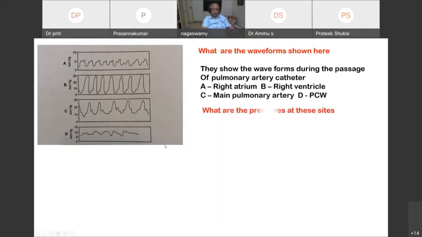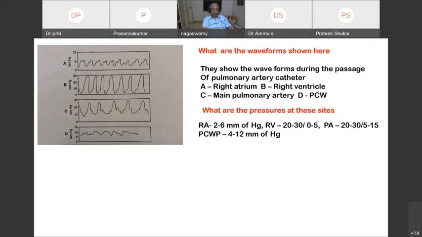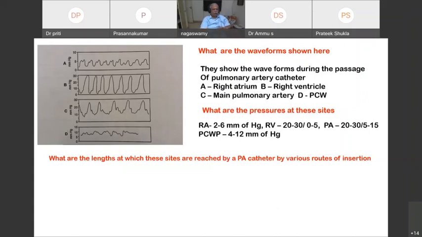So what are the pressures at this site? Right atrium between 2 to 6 millimeters of mercury, right ventricle 20 to 30 systolic and 0 to 5 diastolic. PA pressure 20 to 30 systolic and 5 to 15 diastolic. Pulmonary capillary wedge pressure between 4 to 12 millimeters of mercury. What are the lengths at which these sites are reached by a PA catheter by various routes of insertion? There are markings on the PA catheter to show you where exactly you are, from the tip.